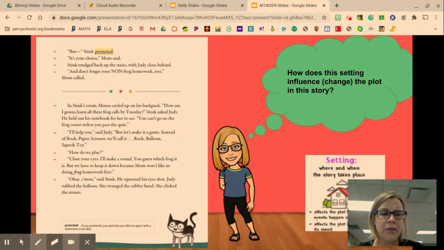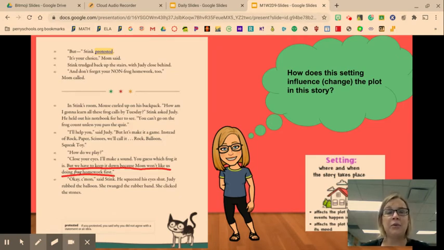But also, I know that in the story, the two kids were talking about having to stay quiet because they didn't want their mom to hear them doing the frog homework first, and that's right here. She said, but you have to keep it down because Mom won't like us doing frog homework first. I know that when I was a kid, I would go into my bedroom to get away from everybody and to be able to do what I wanted to do. So we know that the bedroom is pretty important because it allows Stink and Judy to really focus on those frog sounds and not be interrupted or not be heard by their mom and dad.